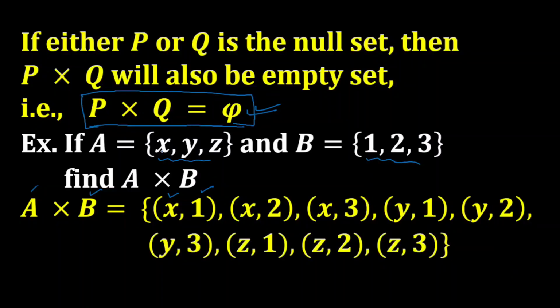A to B means the first element will be x. So x is related to 1, it is (x, 1); x related to 2, (x, 2); x related to 3, (x, 3). Similarly, y related to 1, 2, 3, and similarly we can write (z, 1), (z, 2), (z, 3). So we can write all the possibilities from set A to set B in ordered pair form, in small brackets separated by commas. We call it the Cartesian product of the two sets A and B. We have already studied this in PUC first year.